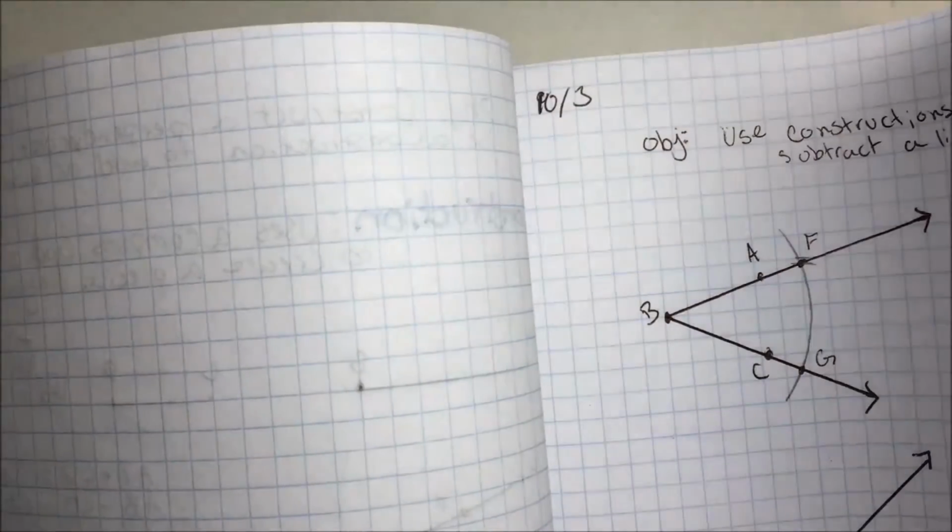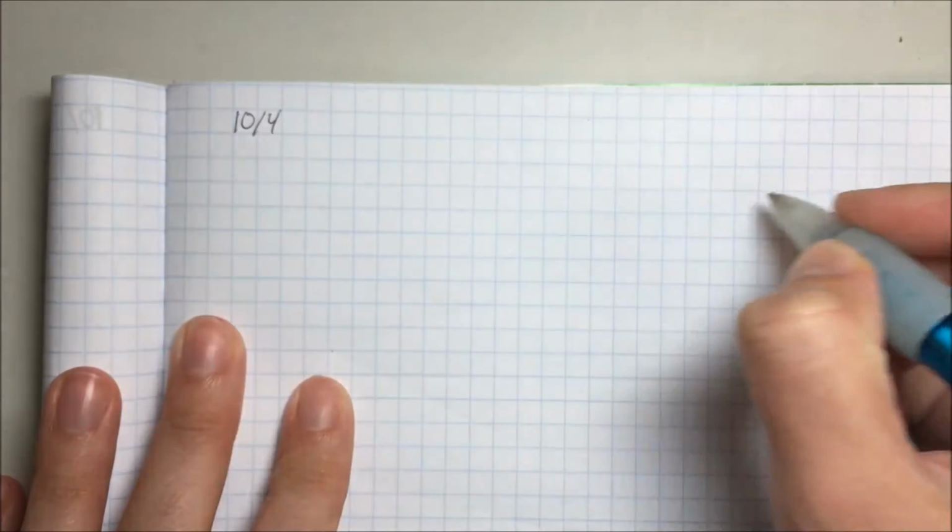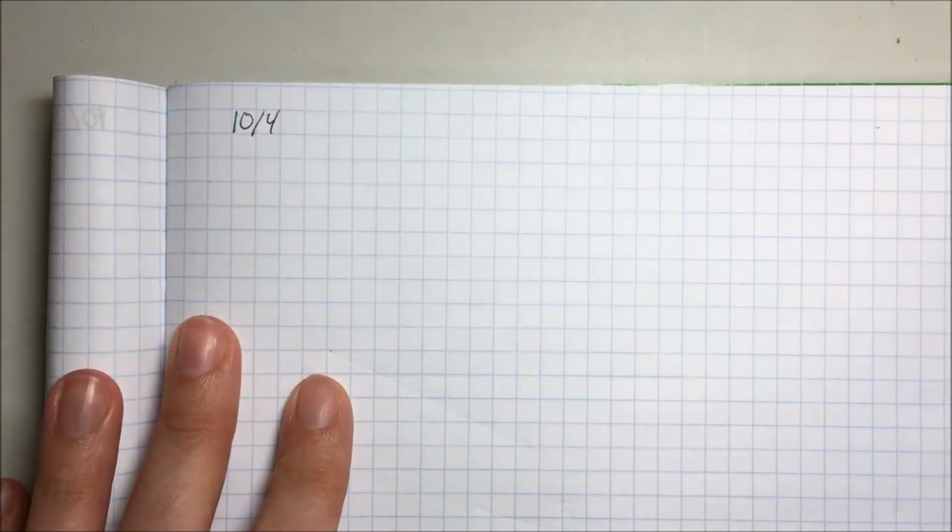Alright. Today's date is 10/4. Page 19, I believe we're on. Page 21. Hey, I messed up my, yeah, page 21.